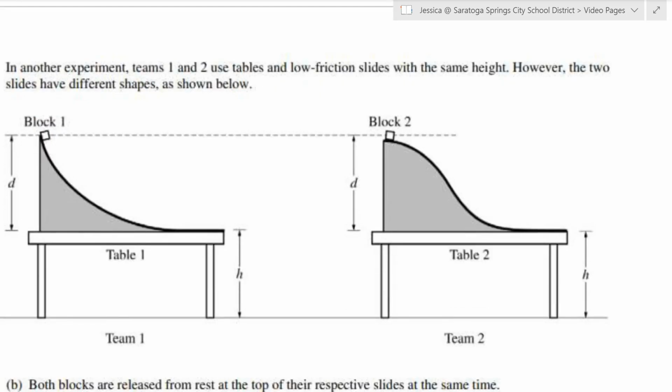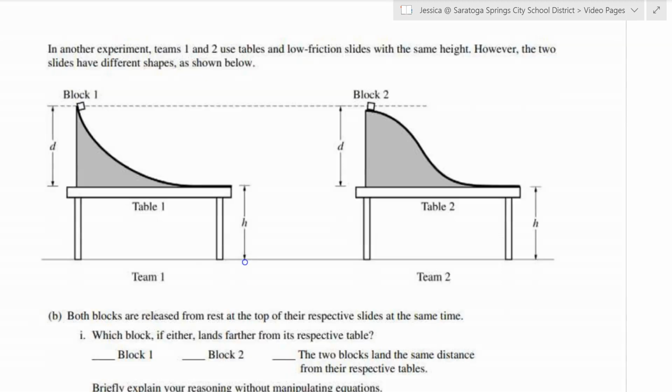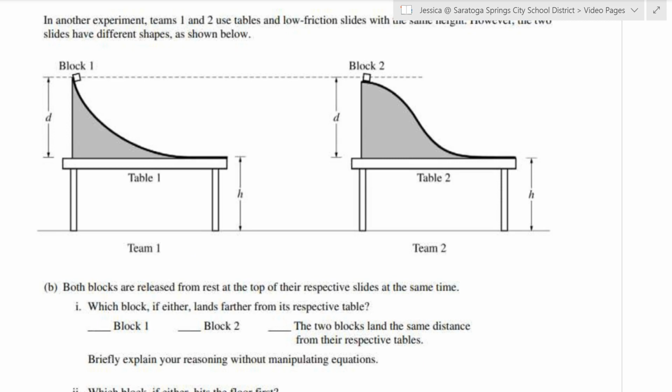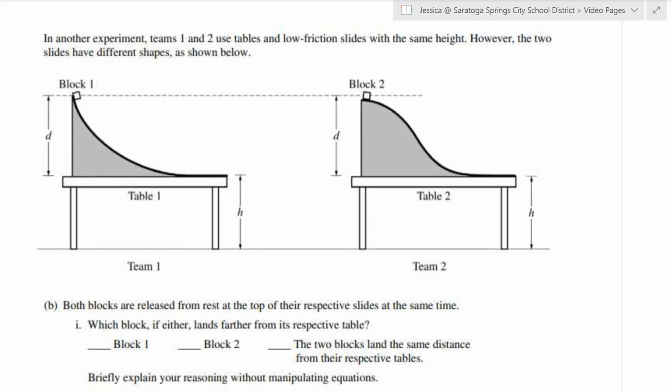Okay, now let's look at question B. In another experiment, teams 1 and 2 use the tables as low friction slides with the same height. So they're at the same height. Just like before, we're going to have the same time of flight. But they have different shapes.